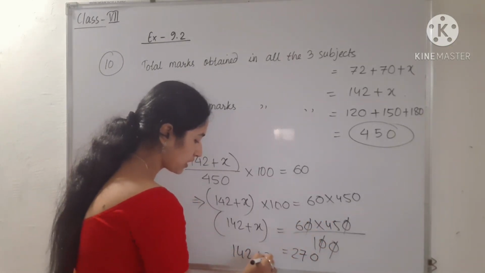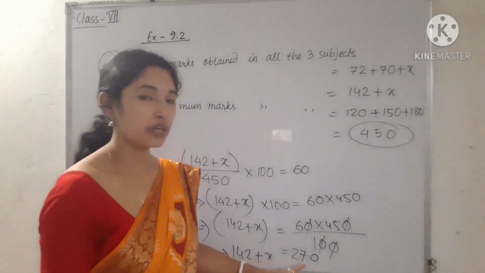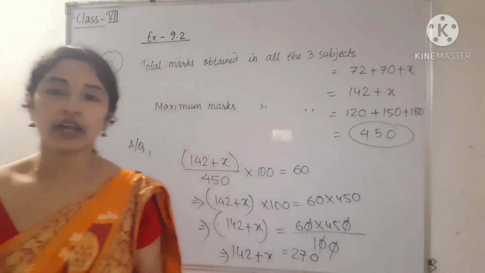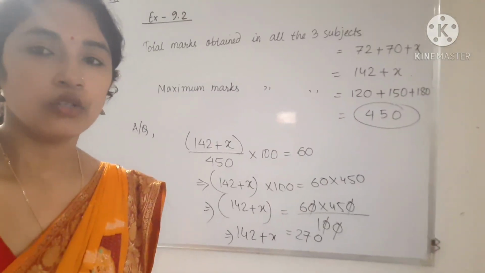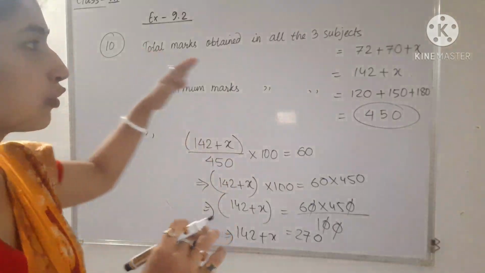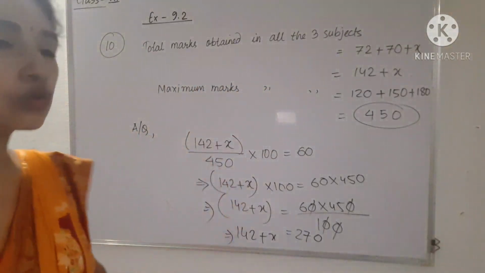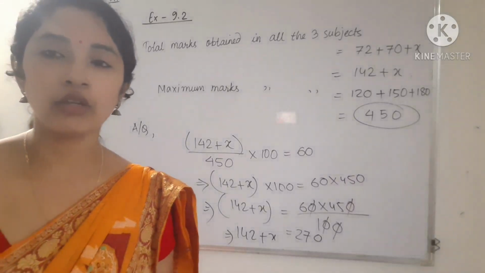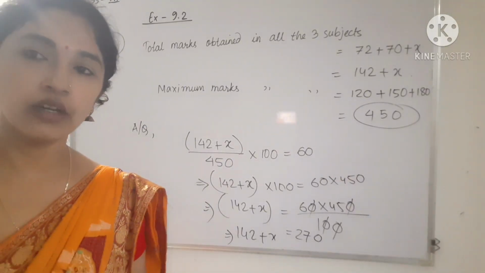So 142 plus x equals 270. After transposing 142 to that side, it will get subtracted from 270, and you can easily find the marks obtained by Suzanne in maths. Okay, so students, please write the given information. I am just giving you hints on how to do this question. So the rest of the part you can do easily. Just write the full sentences from the first.